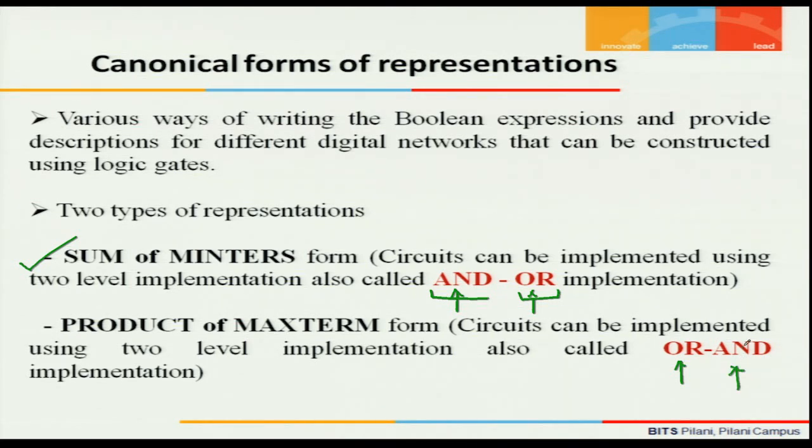That means, both these canonical forms of representations which are representing the digital circuits, one is called the sum of min terms form, the other one is called the product of max terms form. These are representations which are helpful in describing digital circuits using gates. Both result in two level implementation. One results in an AND OR implementation and the other results in an OR AND implementation. So, we will try to understand both these forms with examples.